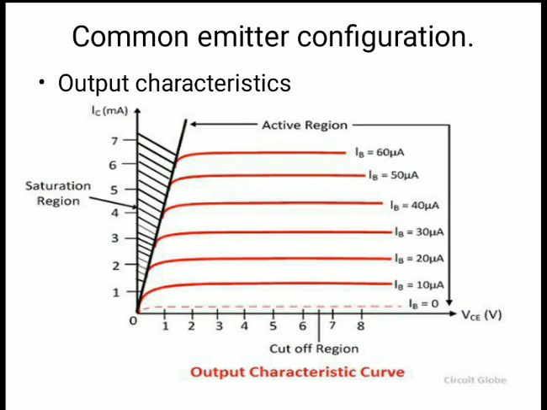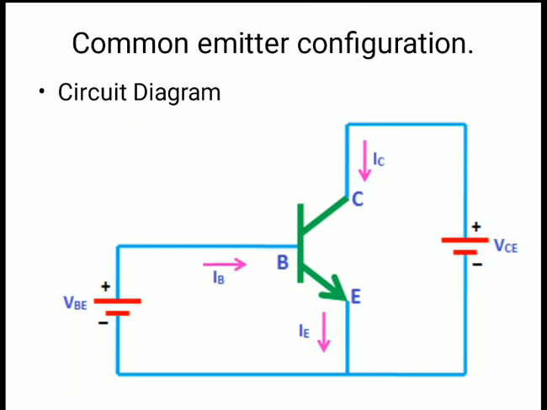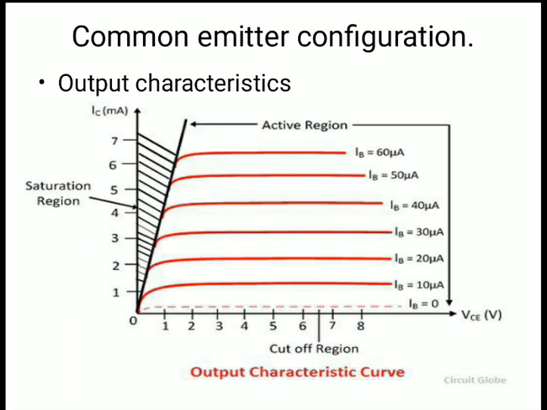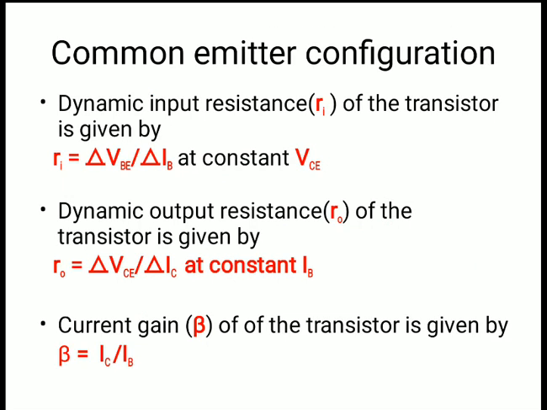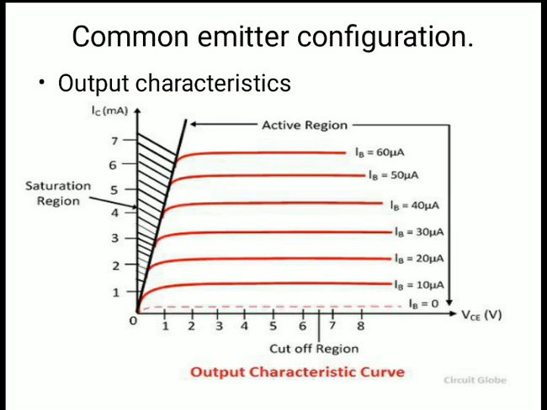Let us see the output characteristic. You can see here VC and IC. It is a relation between VC and IC at constant IB. The base current will be constant. We change VB and make IB constant, and once IB is constant, we take different readings for VC and IC.